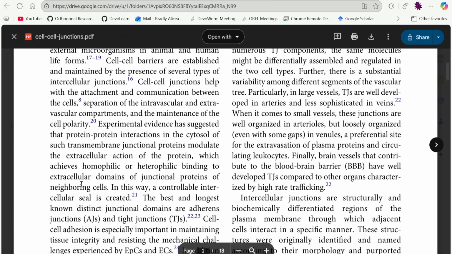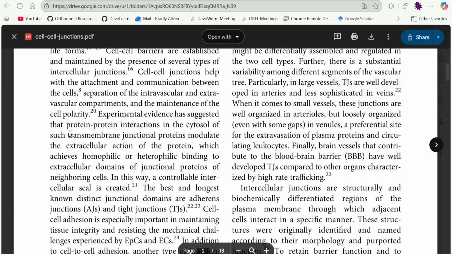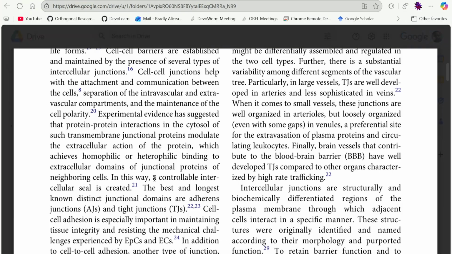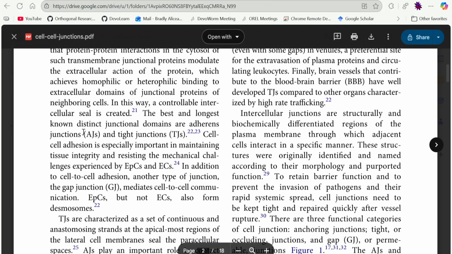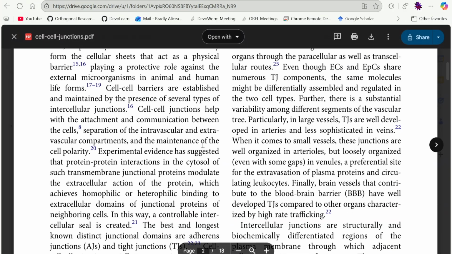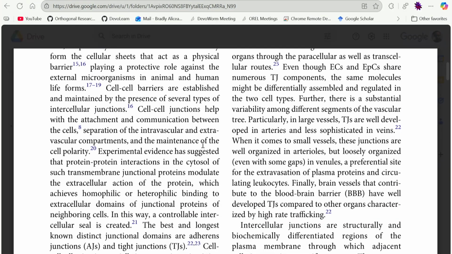Experimental evidence has suggested that protein-protein interactions in the cytosol of such transmembrane junctional proteins modulate the extracellular action of the protein, which achieves homophilic or heterophilic binding to extracellular domains of junctional proteins on neighboring cells. So in this way, a controllable intercellular seal is created. So these are, of course, the junctional domains, such as adherens junctions, AJs, and tight junctions, TJs. Okay, so that's what they're getting at. So these seals, or these junctions, are very much a product of function, keeping cells together, keeping their identity stable.